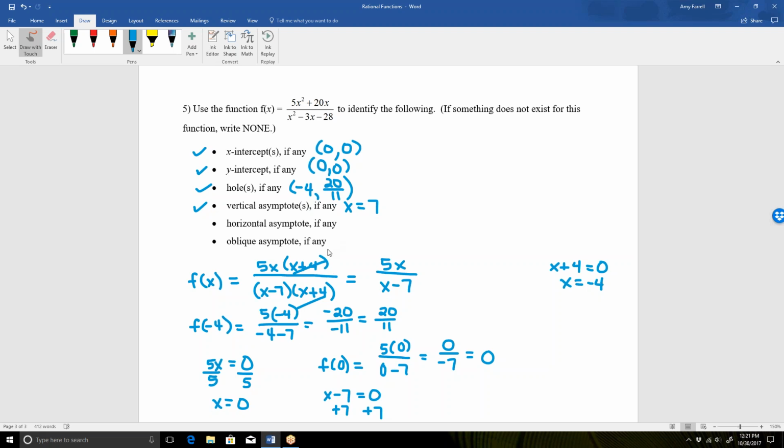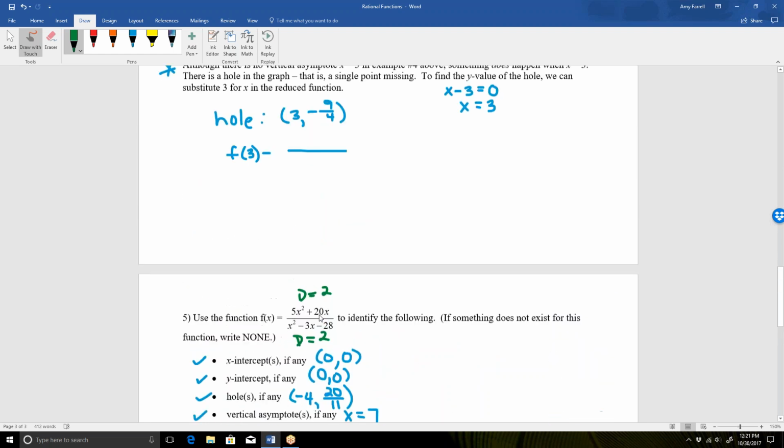Horizontal asymptote, if any. This one is something we haven't seen yet for the horizontal asymptote. The degree of the numerator is 2. The degree of the denominator is also 2. When the degrees of the numerator and denominator are the same, then, we haven't seen this yet.